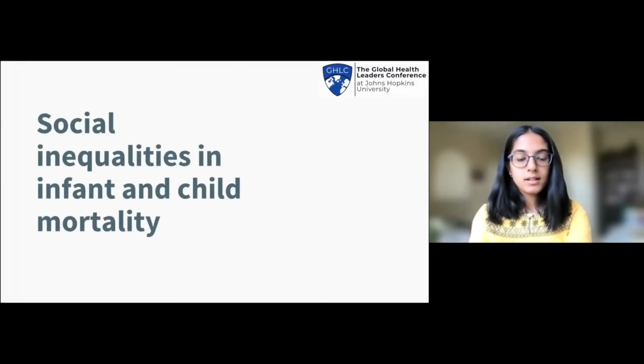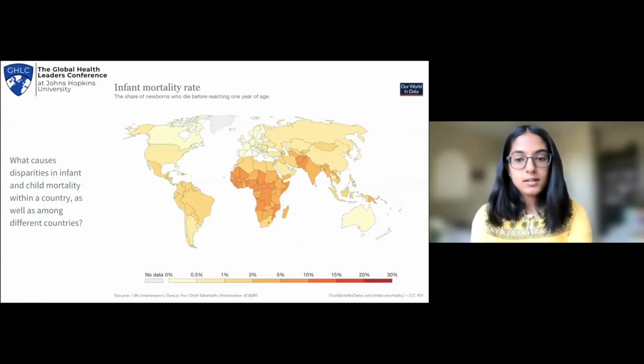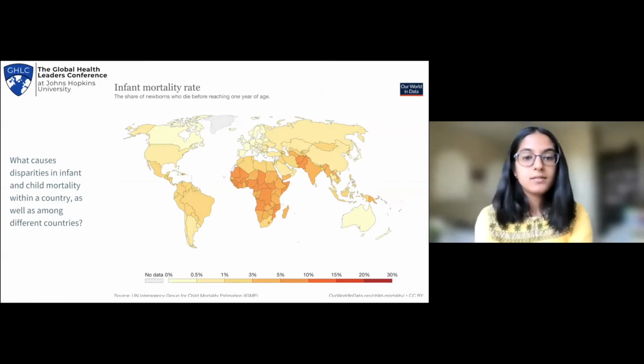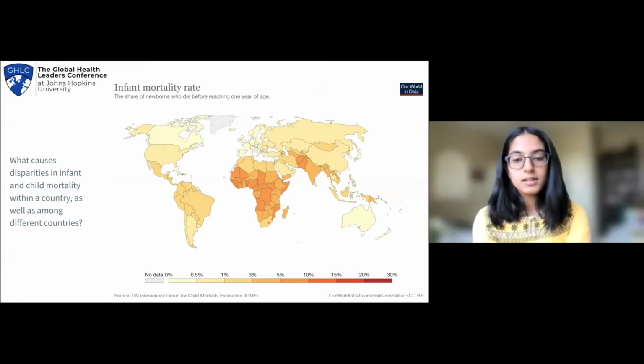Now, social inequalities in infant and child mortality. In this section, I will discuss social inequalities on a global, community, and racial level. This graph here decomposes infant mortality rates by country. And as you can see, there's a lot of social inequality. Half of all under-5 deaths are in a total of only six countries: India, Nigeria, Pakistan, the Democratic Republic of Congo, Ethiopia, and China. Additionally, a child in a developing country is almost 60 times more likely to die than a child in a high-income country. So what causes these disparities in infant and child mortality within a country, as well as among different countries?